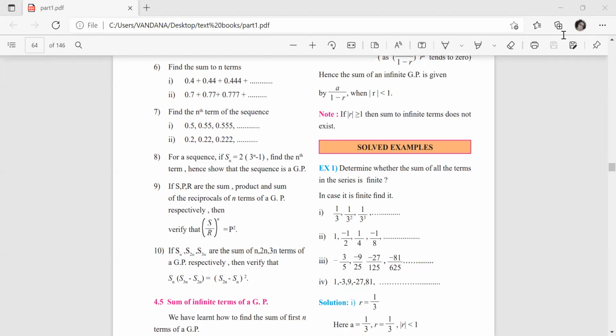Question 8: for a sequence, if Sn is 2 into (3 raised to n minus 1). Find the nth term. Hence show that the sequence is in GP. Now, they have given you Sn. It is 2 into (3 raised to n minus 1). They want Tn and also the sequence.